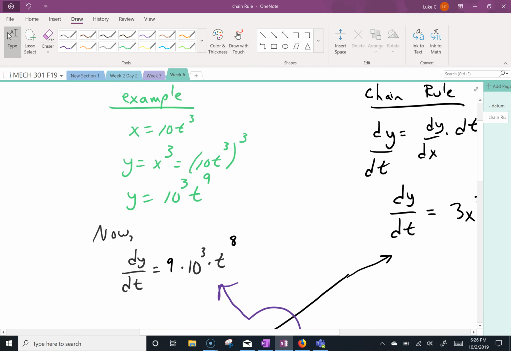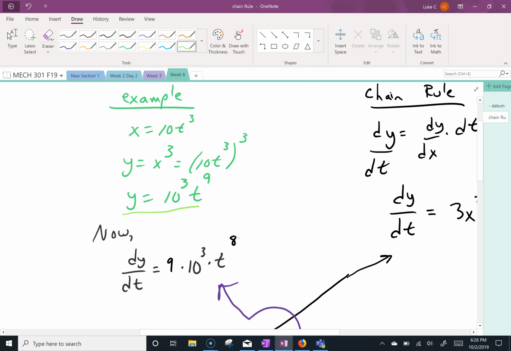Okay, so I'm going to assume that x is 10t cubed and y again is x cubed. So I plug in x and raise it to the third. So we get 10 to the third, t to the ninth. Okay, and if we take the derivative of this function right here, with respect to time, we multiply by 9, we subtract 1. Okay, so we get 9 times 10 to the third times t to the 8.